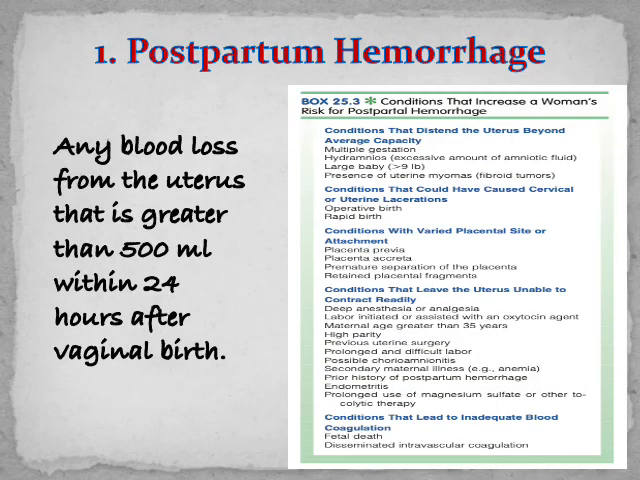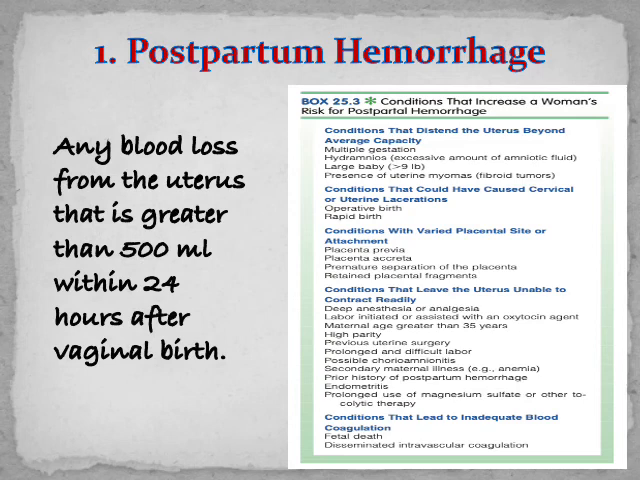Postpartum hemorrhage is the most serious complication and it's the leading cause of maternal mortality. It's defined as any blood loss from the uterus that is greater than 500 ml within 24 hours after vaginal birth. In some institutions, they regard postpartum hemorrhage as more than 1,000 ml.